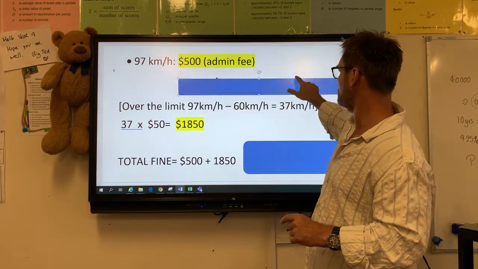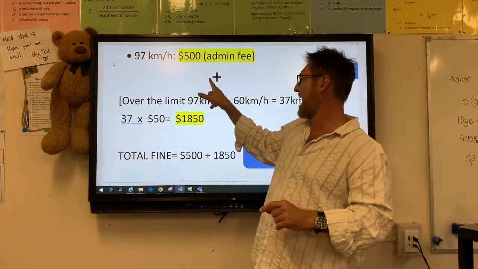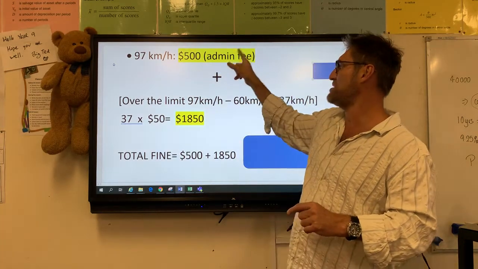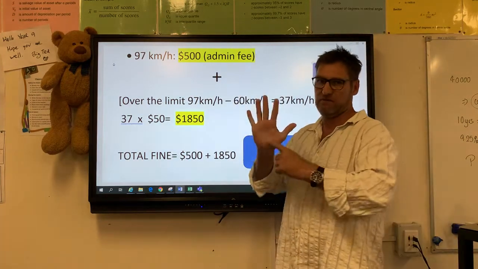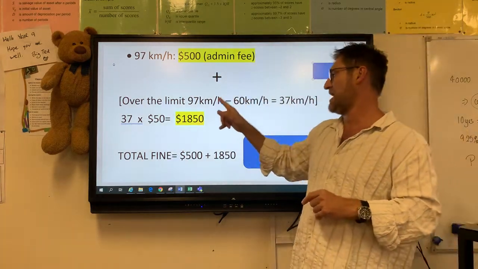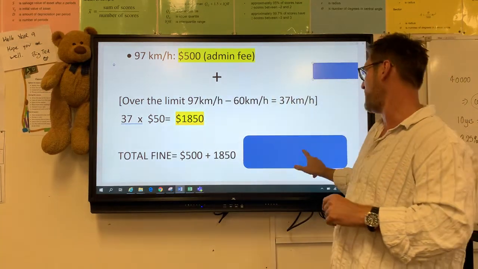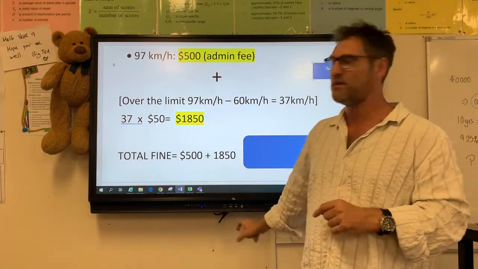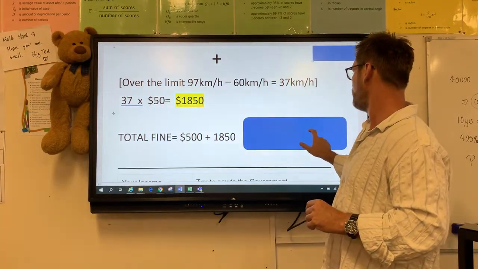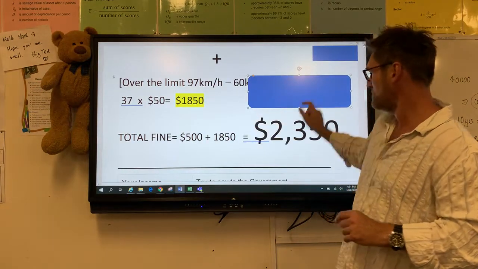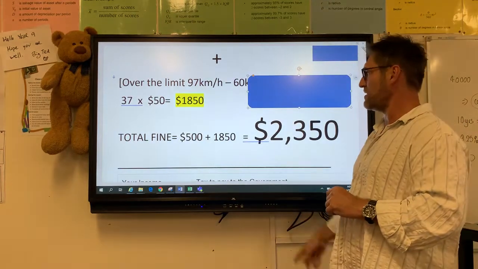So he pays his $500 admin fee. He pays an extra $1,850 for being over the speed limit by 37 kilometres per hour. He's going to pay a fortune. So here's the grand total. You've worked this out, I hope. You've chucked it in your calculator and you figured it out to be $2,350 just for going 97 in a 60 zone.